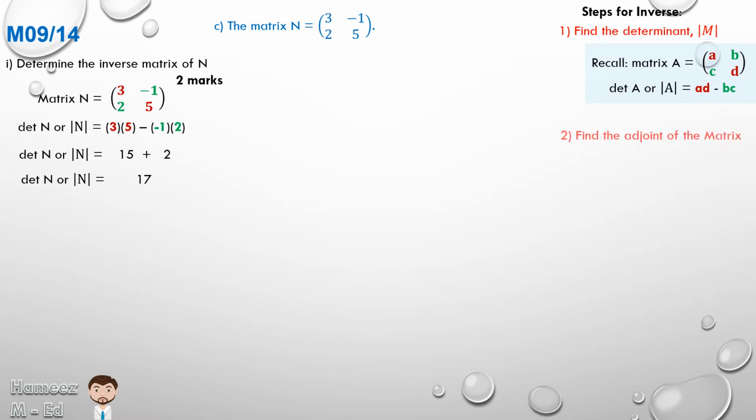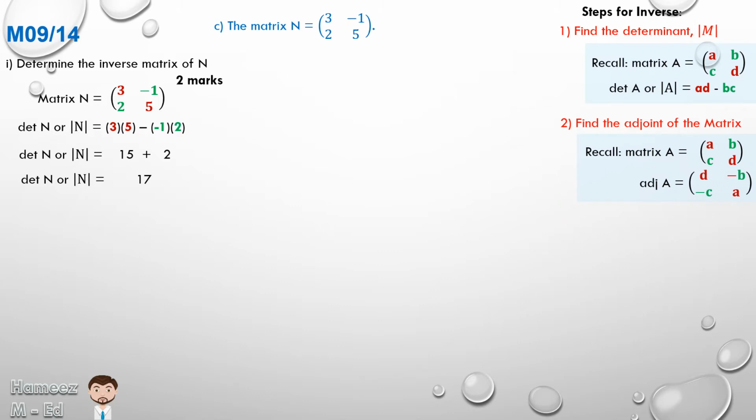What's the second step when we're finding the inverse? Find the adjoint of the matrix. So let's recall that if we have a matrix a, b, c, d again, and we want to find the adjoint, what we do is we switch the red terms. A and d switch places, and the green terms become negative. So instead of a, b, c, d, the adjoint will be d, minus b, minus c, a. So we will apply it here. If matrix N is 3, minus 1, 2, 5, the adjoint N is 5, and we change the sign with the minus 1, it becomes plus 1. We don't need to write the plus. The 2 becomes negative 2, and remember the 5 switches with the 3.